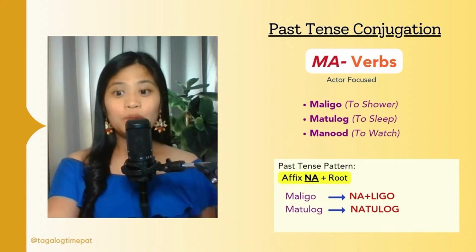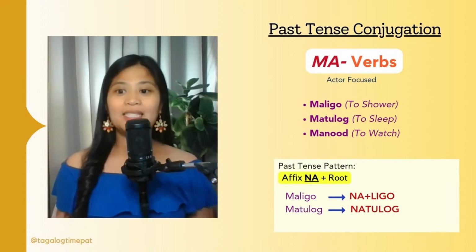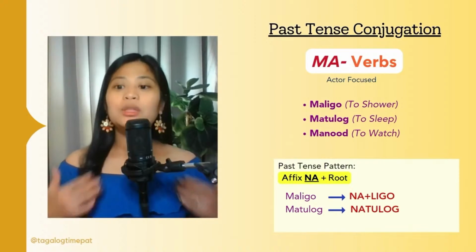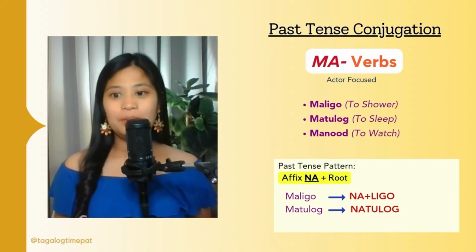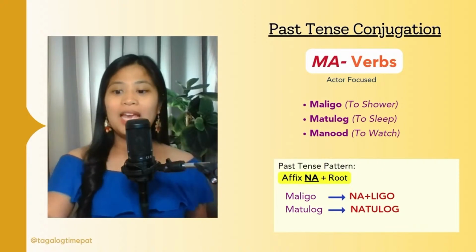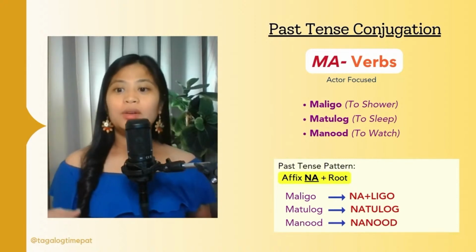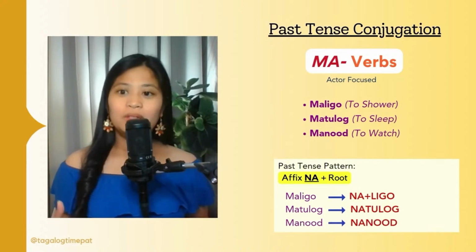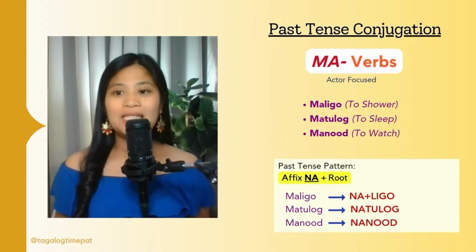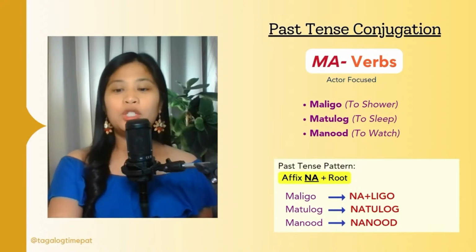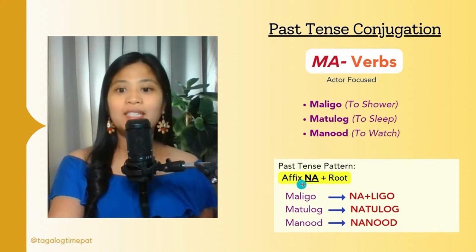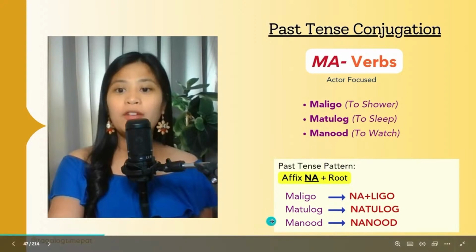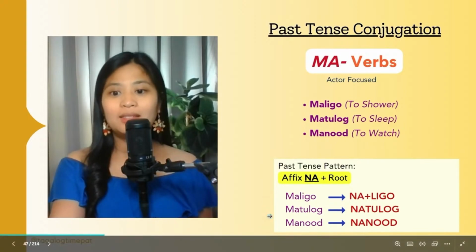Okay, matulog, to sleep, in the past tense is natulog. Natulog ako, I went to sleep. And then manood will be nanood. So, nanood ako ng sine. I watched a movie. So again, we are just using this pattern, affix na plus the root, and that is how you change ma verbs into the past tense.